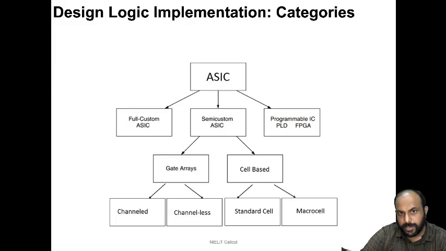Now, if you look at how digital logic implementations are done, they can be classified into three major sectors. The first one is called a full custom ASIC. Here, ASIC stands for application specific integrated circuits. If you look at ASICs, there are three primary categories. One is the full custom ASIC. The second category is the semi-custom ASIC. And the third category is formed by programmable integrated circuits, namely programmable logic devices or PLDs, as well as field programmable gate arrays or FPGAs.